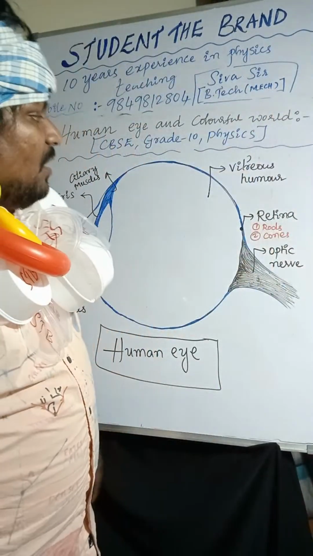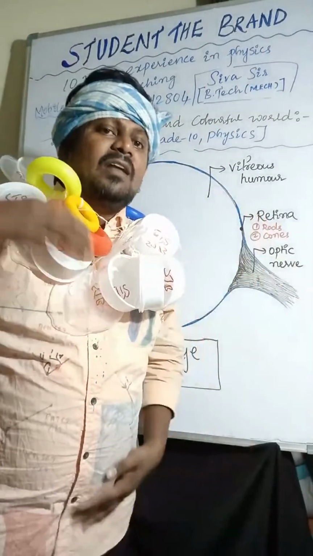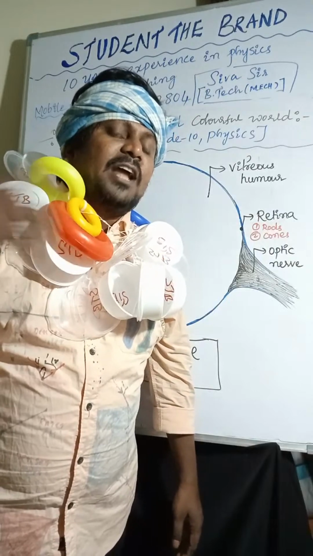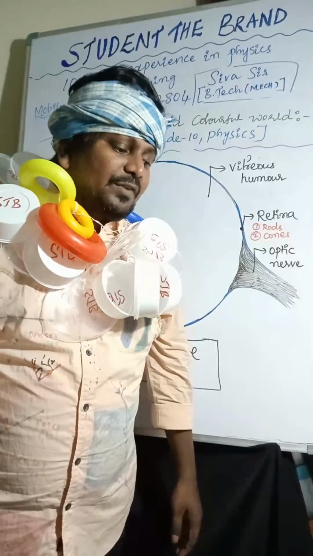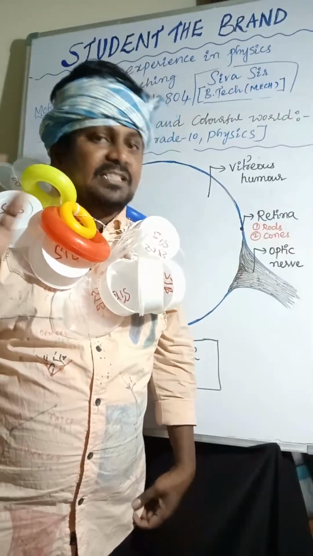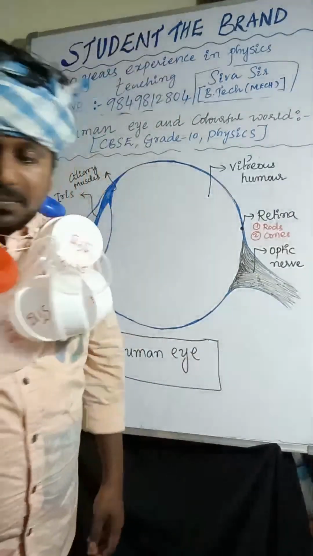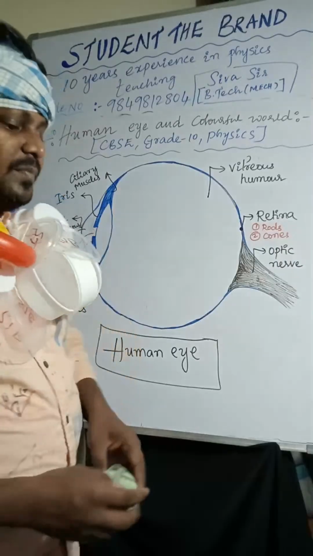Yes or no? Whatever image is forming, we are seeing 2D information, and the brain will add the additional information that will give 3D information. This is about the human eye, parts and function. Next, we are going to myopia.